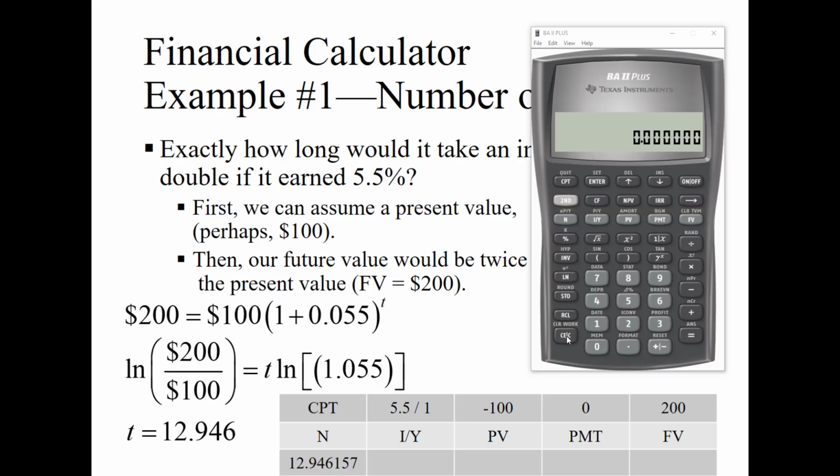The first thing I'm going to do is hit second and FV, and that's going to clear our time value of money worksheet. In this case, I'm calculating N, so I don't need to put a value in for it. Our I, or our interest rate in this case, is 5.5%, so I'm going to hit 5.5 and then I/Y.